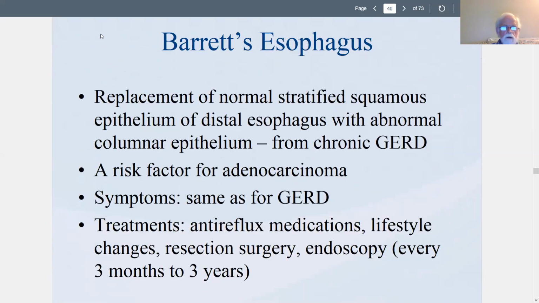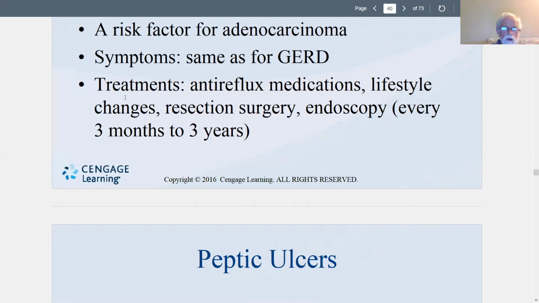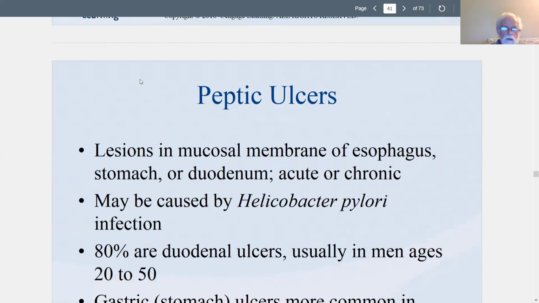Barrett's esophagus is a replacement of the usual cells with abnormal epithelium, and this often results from chronic GERD. It is a risk factor for adenocarcinoma, a cancer, and the symptoms are exactly the same as GERD. Treatments, we can take medications, we can change lifestyle, there can be surgical and regular exams to see what's going on with the area at the base of the esophagus.